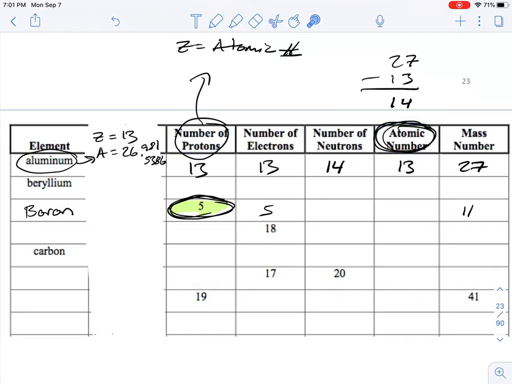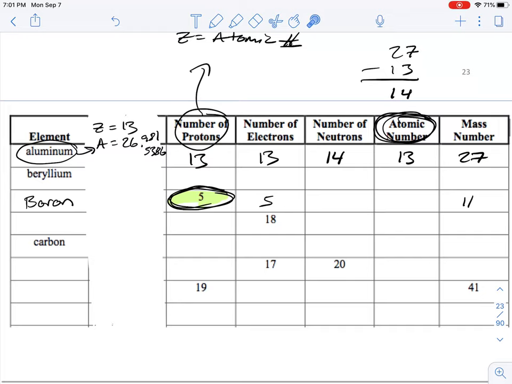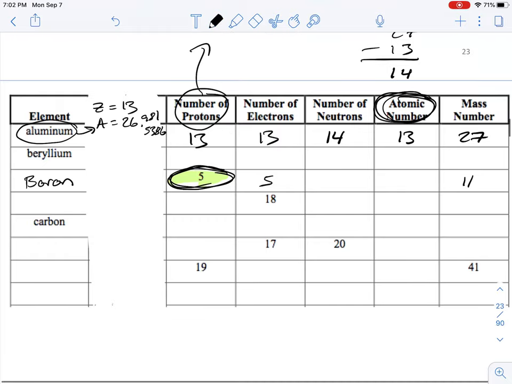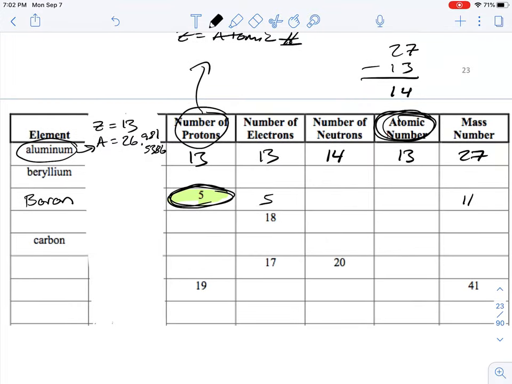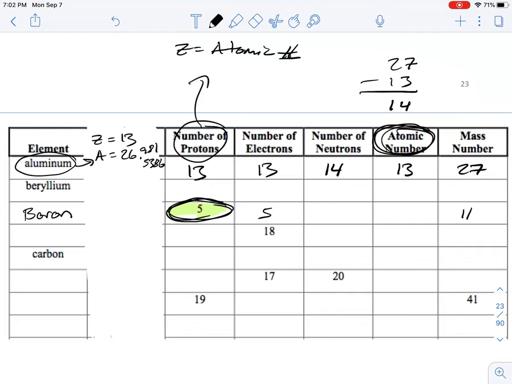Okay. When we talk about fluctuations in the number of subatomic particles, the number of electrons and neutrons might change. And that'll give you ions and isotopes. And so we'll talk about that when we cross that bridge. But for now, we're just assuming everything is regular, everything is fine, everything's pretty normal. And so for the number of protons, if we have 5 protons, then that means the atomic number is 5. And so all we have to do is take the difference between these two, 11 minus 5, and that's going to give us 6. Okay.